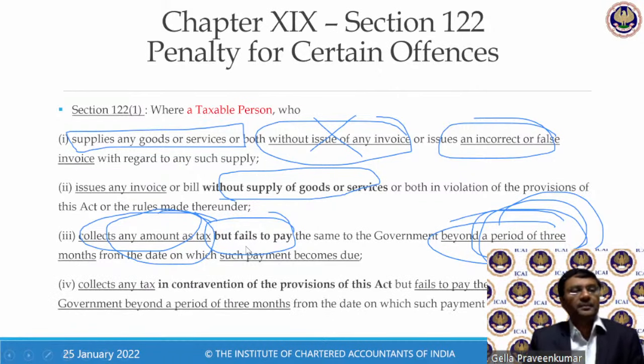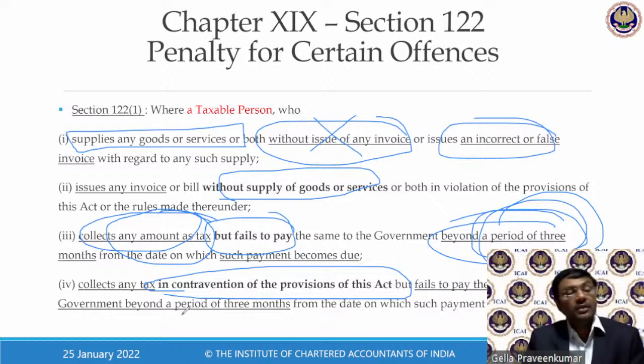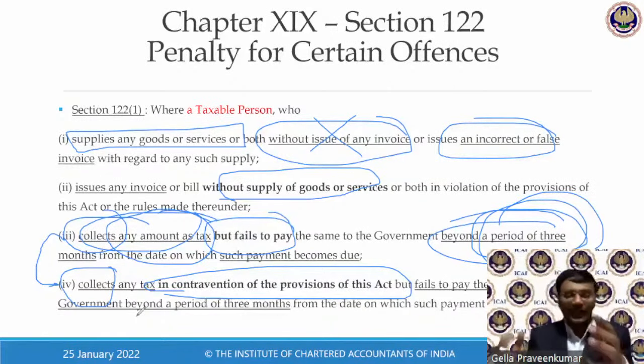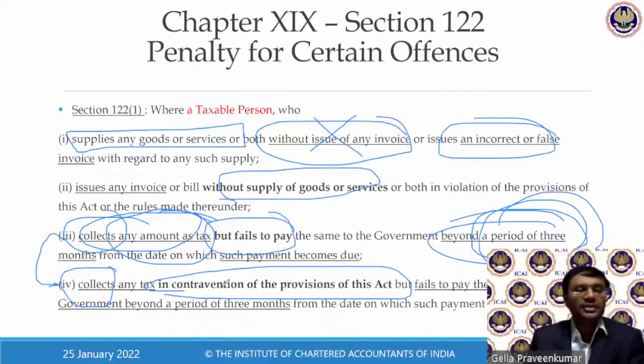Point number 4. Collects any tax in contravention of the provisions of this Act. Now, what is the difference between point 3 and point 4? Here also there is a collection. Clause 3 says collection of a tax, failure to pay beyond 3 months. Point number 4 says collection in contravention of the provisions.